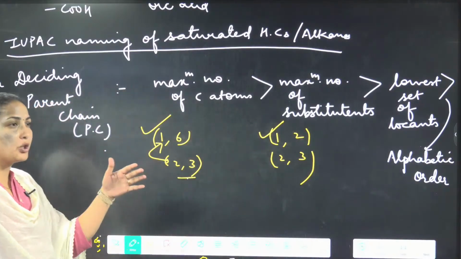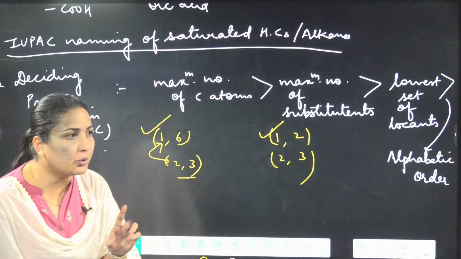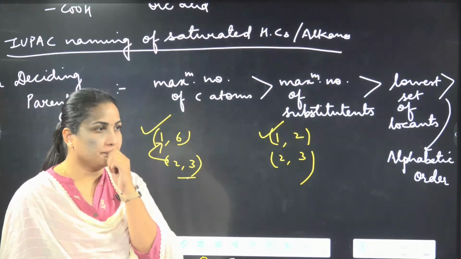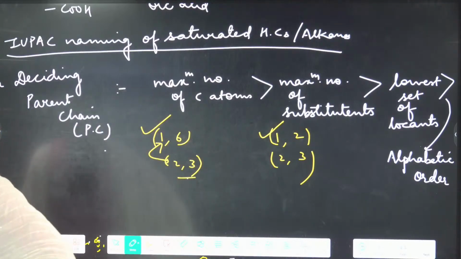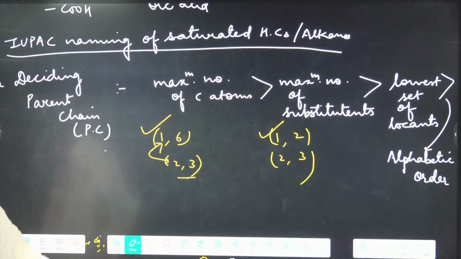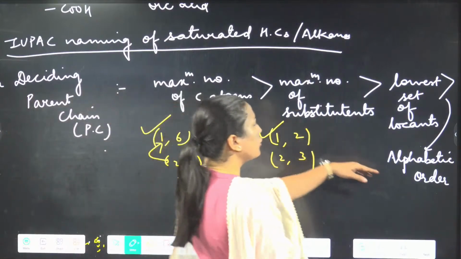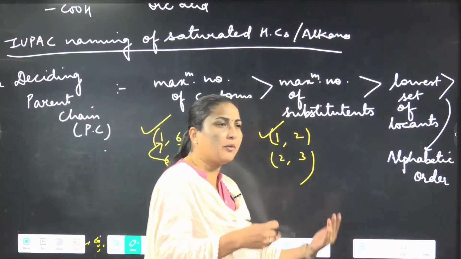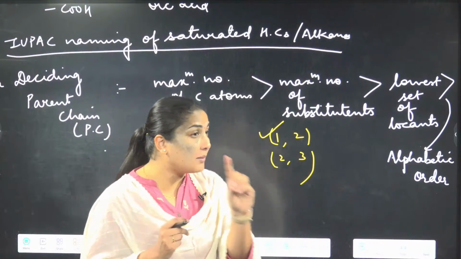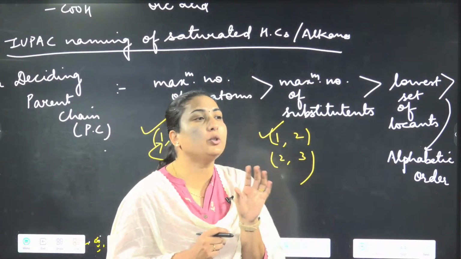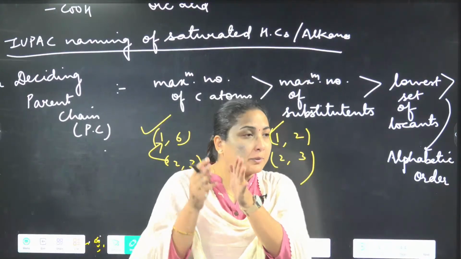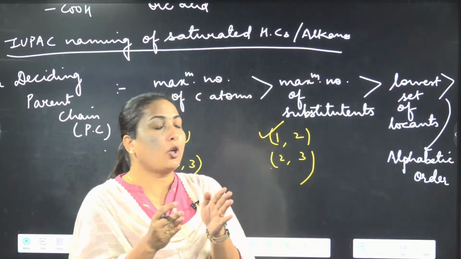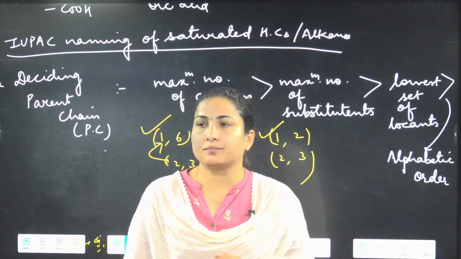Don't go for the summation rule and all those stuff. Is this point clear to everyone? Is this point clear? Good. And if that is also the same, you go for alphabetic order. Only if you are getting the same set of locants from either side, then the substituent which is coming earlier in the alphabetic order should be given preference. Are we getting this?